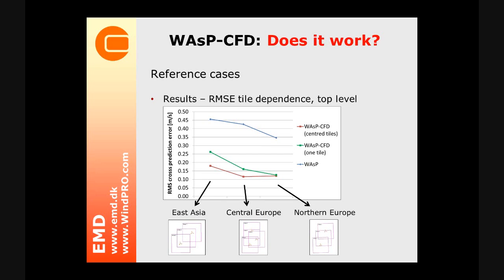And that's what I show you here. Again, we have the RMS cross prediction error on the y-axis, and the blue curve shows you the cross prediction errors for WASP. The red curve shows you the cross prediction errors using the centered tiles, and the green one using all masts in one tile. So you see there is a small dependence on the tile configuration, but what we also need to emphasize is that it's significantly less than the improvement compared to WASP.